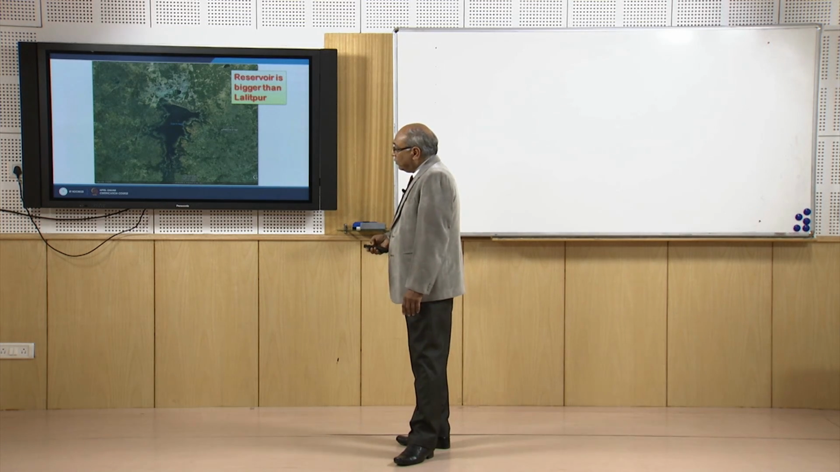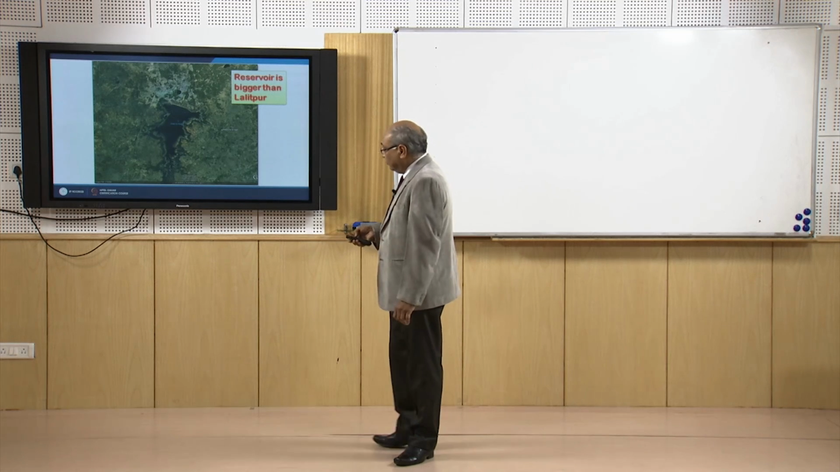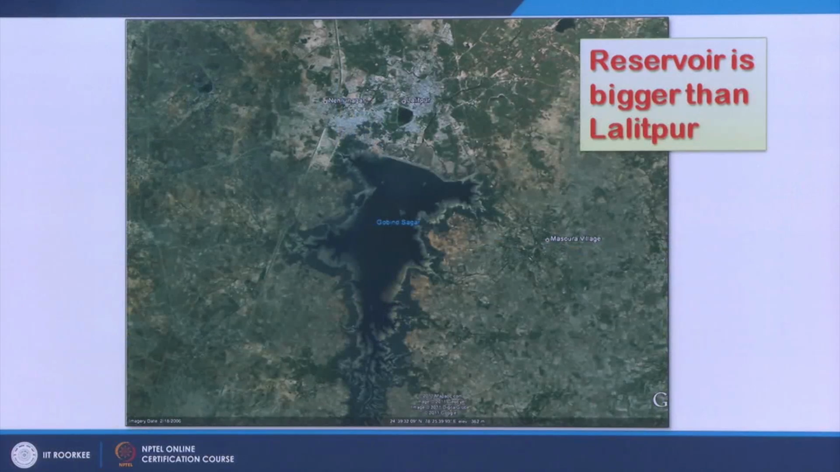What is another important thing in this part of the country? If you see here, this is from Google Earth, a more or less natural color or true color image. What you are seeing here, the vegetation is appearing as green and the water body as black. What you see is that this reservoir, relative to Lalitpur town, is very big.